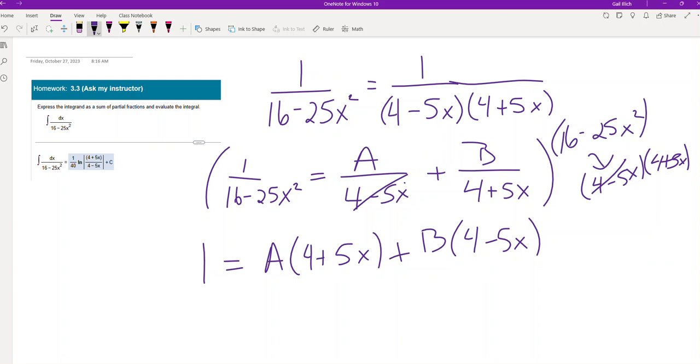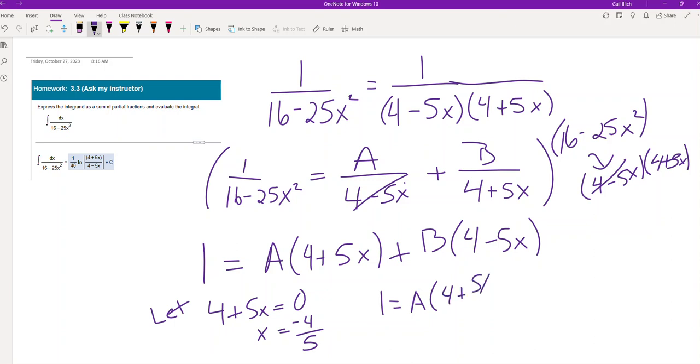Okay. And then there's lots of ways to solve this. You can set up a system of equations, but I think the easiest way is to figure out what makes one of those linear factors equal to 0. So if you set 4 plus 5x equal to 0, then you'll get x equals negative 4/5. So if you let x equal negative 4/5 and plug it in, you're going to get 1 is equal to A times 4 plus 5 times negative 4/5, plus B times 4 minus 5 times negative 4/5.